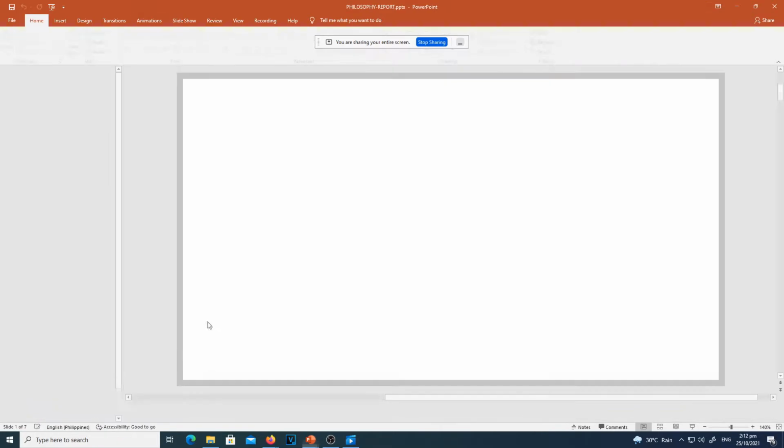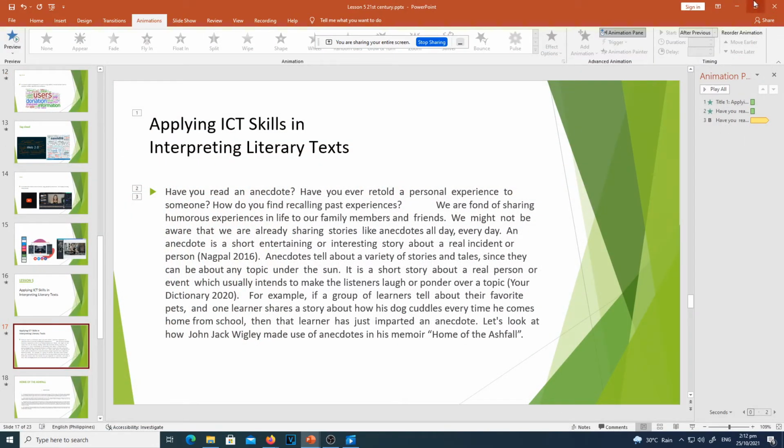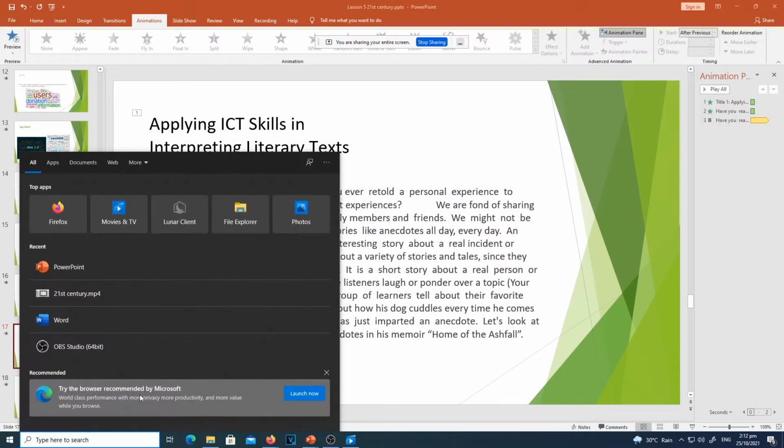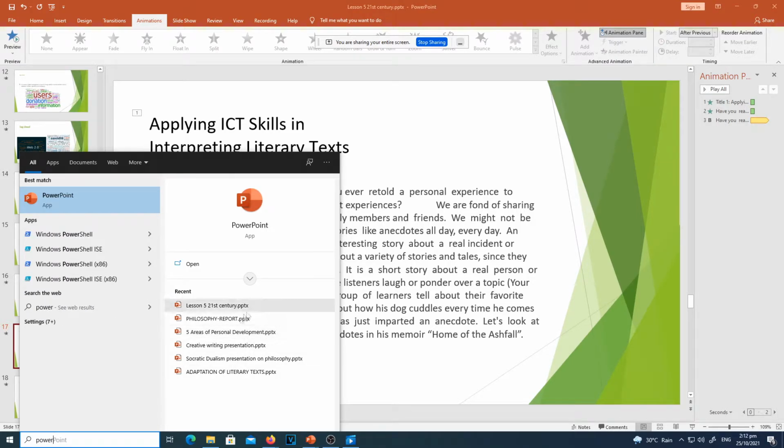Kaya po nitong philosophy, at yung sa personal development at doon sa creative writing po. Pwede po kasing magamit doon ng mga applying ICT skills para po makapag-create ka pa ng literary example po, Home of the Ashfall. Yung ginawa po natin ngayon.